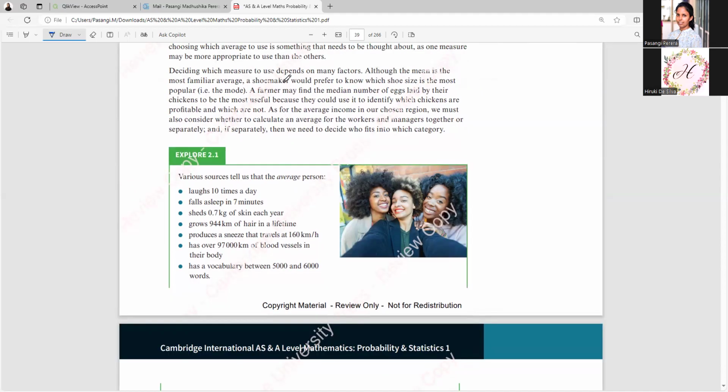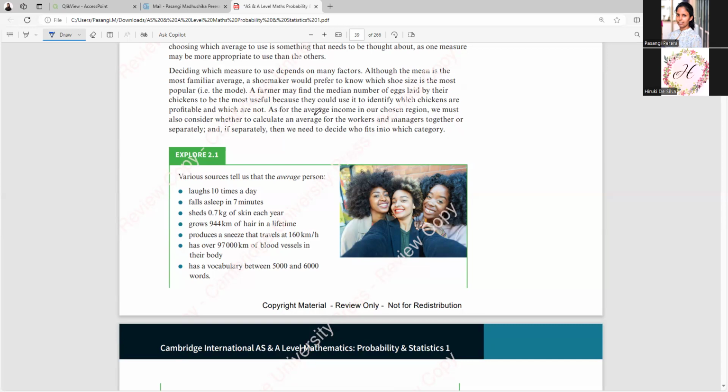Deciding which measure to use depends on many factors, although the mean is the most familiar average. A shoemaker would prefer to know which shoe size is the most popular one. That means actually the mode. A farmer may find the median number of eggs laid by their chickens to be the most useful, because they could use it to identify which chickens are profitable and which are not.